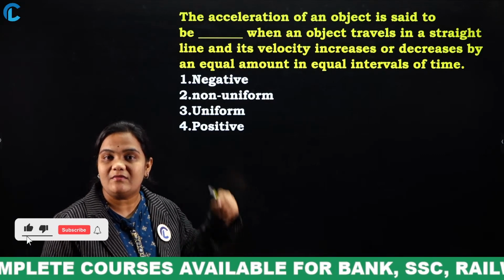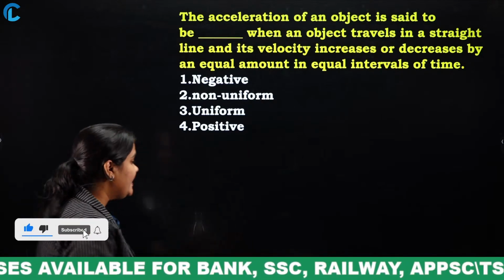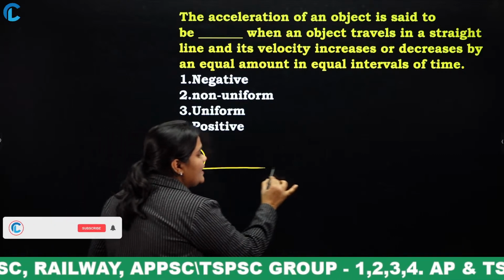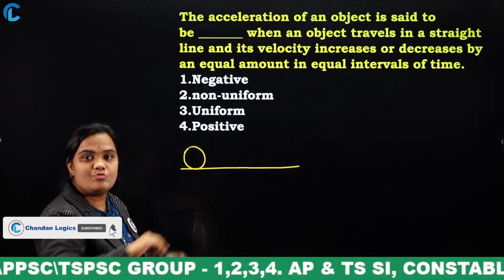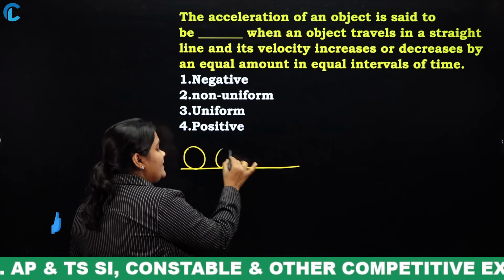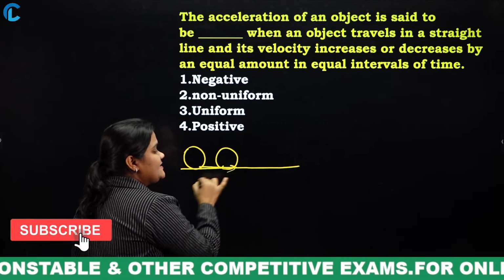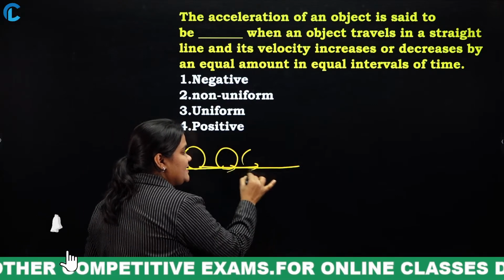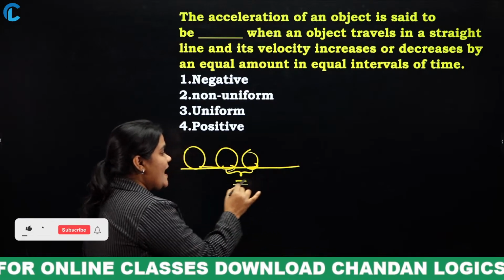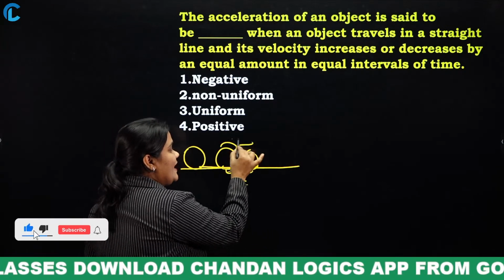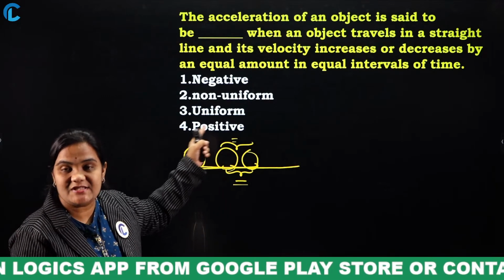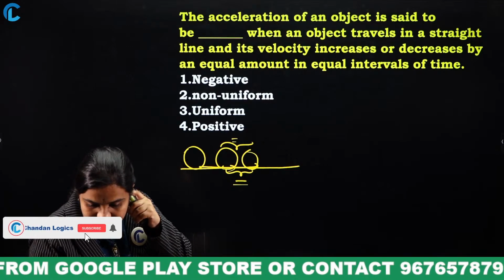So, we considered what motion that is. An object is moving in a certain direction, and sometimes its velocity increases and sometimes it decreases, and the time period between the increase and decrease is equal, and the amount is also equal. So, what kind of motion is it? What kind of acceleration is it going through? Come on, try to get the answer.